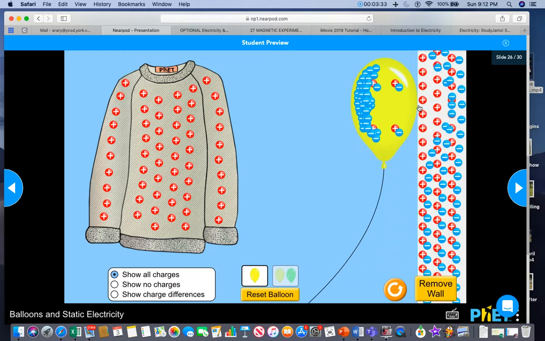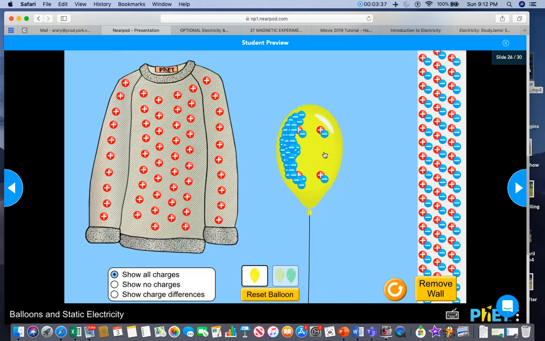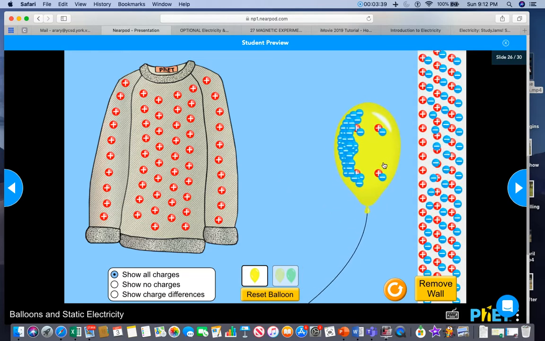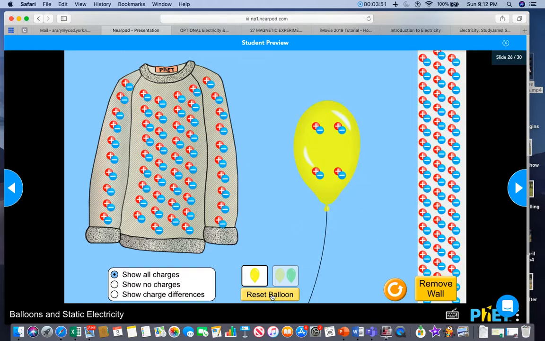They're moving away. So we had friction, that was the rubbing. We had induction when it's nearby but not quite touching. Conduction when they're touching. So three ways that static electricity was transferred, and on the next slide, you get to try it. Right here you can reset it, and if you want two balloons, just do that.